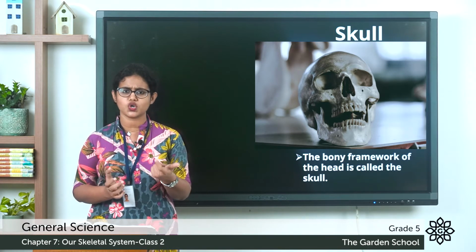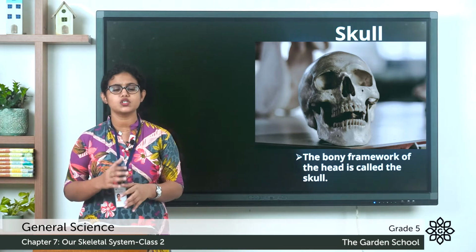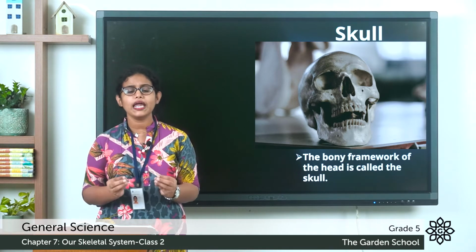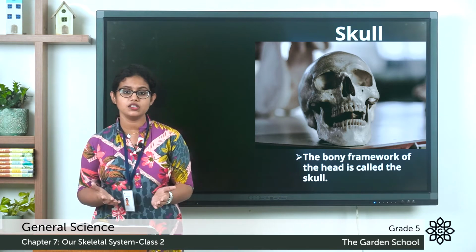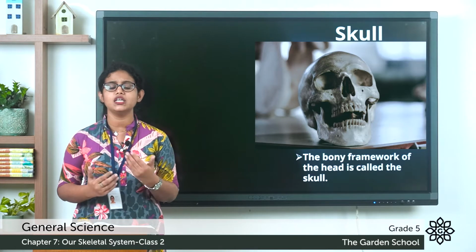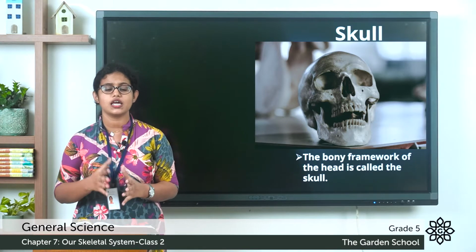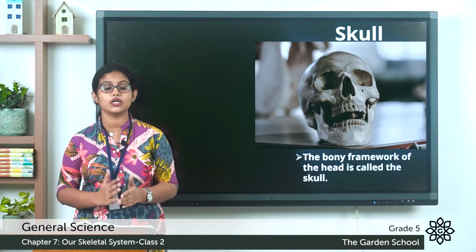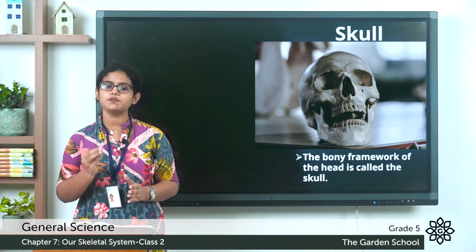Do you know what joints are? Two or more bones meet to form joints. These bones join together to form immovable joints. That means these joints do not move. They do not allow any movements. So the bones in our skull are fixed. They do not move except the lower jaw.